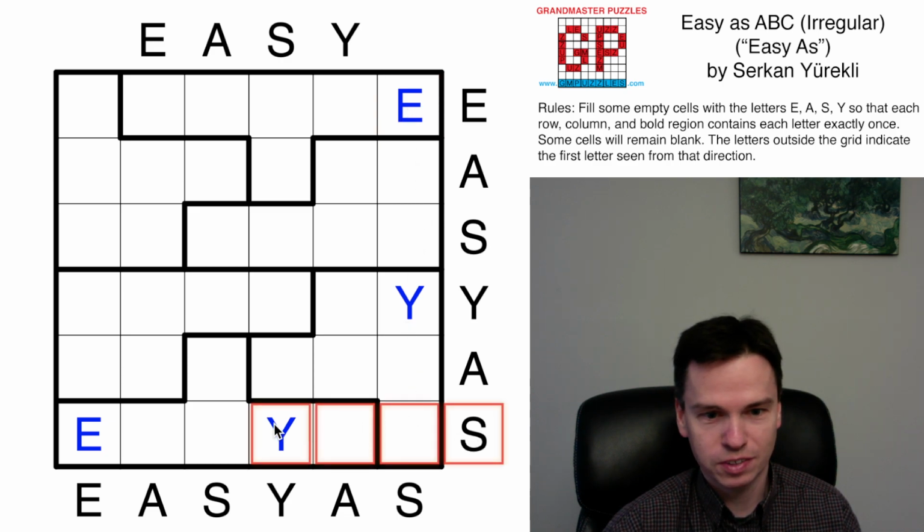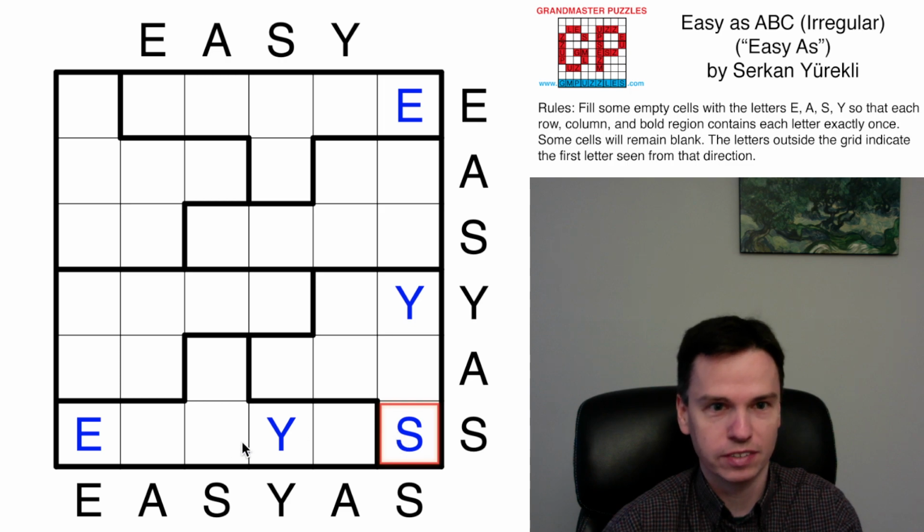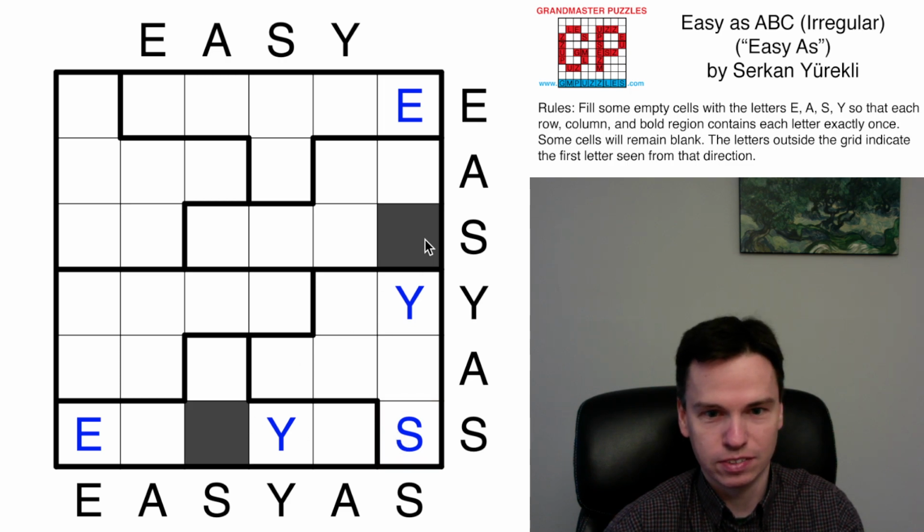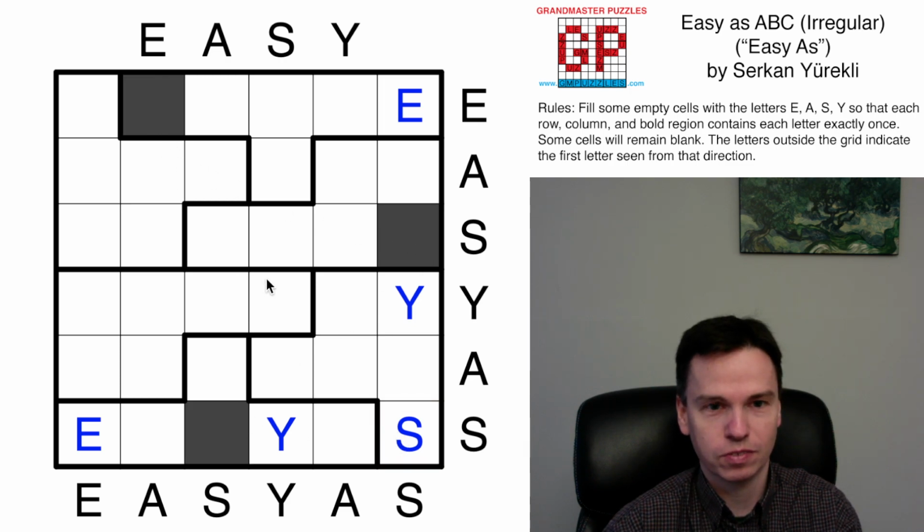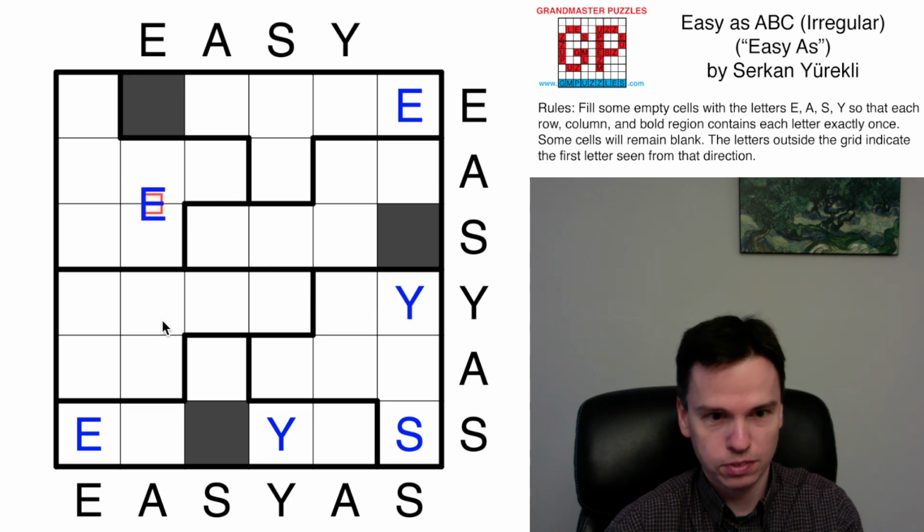positions. This S has to be before this Y, so we're forced to place an S in here, and we can't take this cell or this cell or this cell if we're marking in things we know from that. We can now place some notes along these edges. So an E will have to be in one of the first two cells along that space.